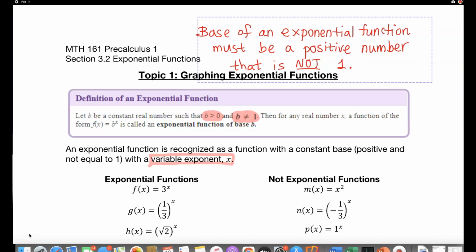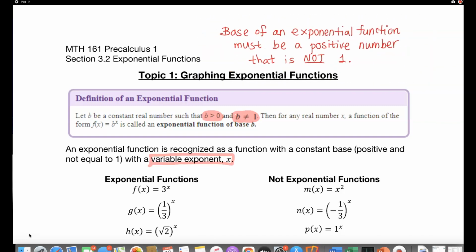1 is not going to work for us, and think about it. Can you have y equals 1 to the x power? What kind of function is that? If I plug in a number for x, 1 to the 7th power is just 1. If I do y equals 1 to the 85th power, that's also just 1. So it's not an exponential function. If the base is 1, it's actually a constant function. So we're not allowed to have 1 as the base. It only has to be a positive number.